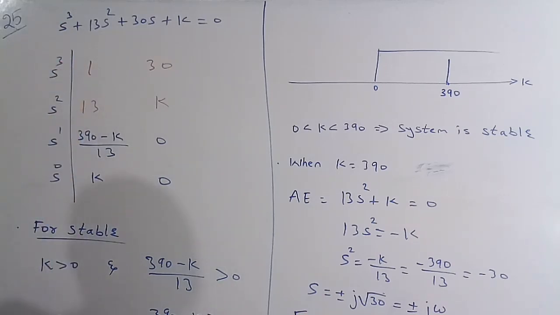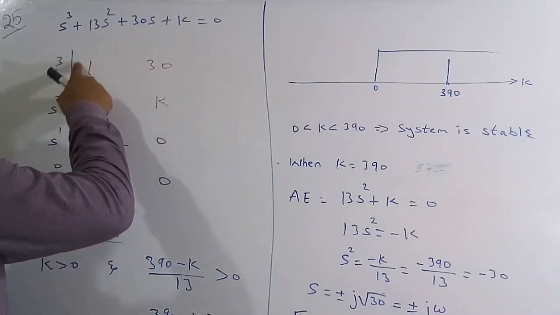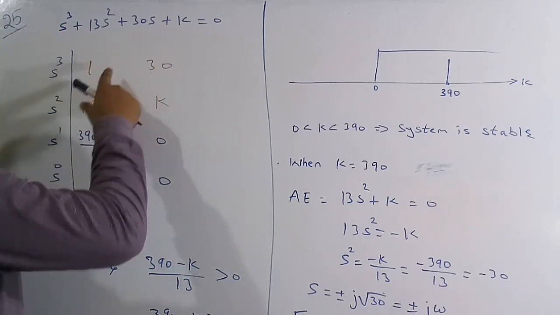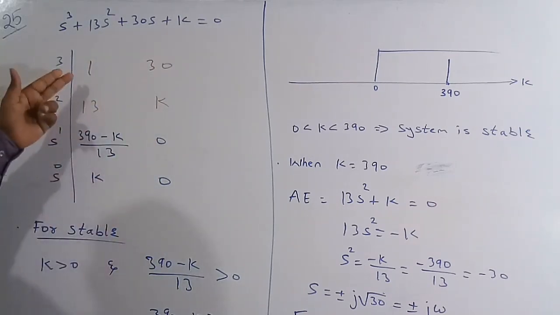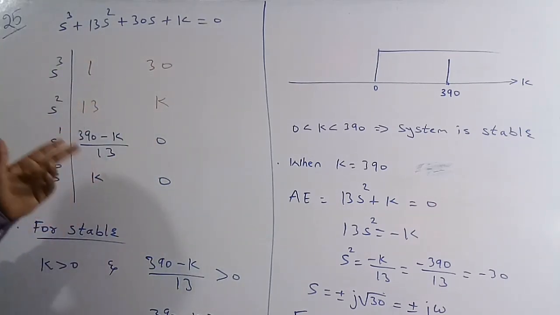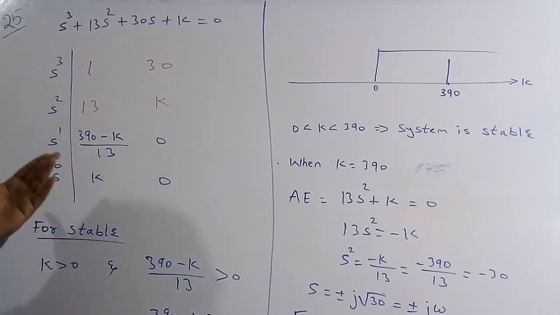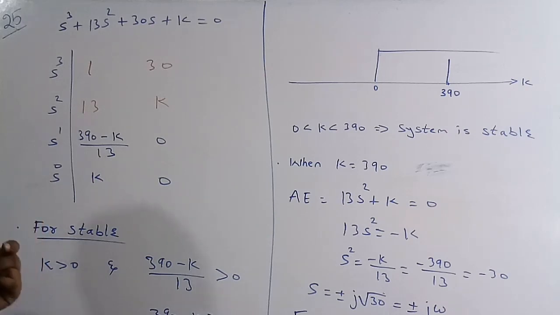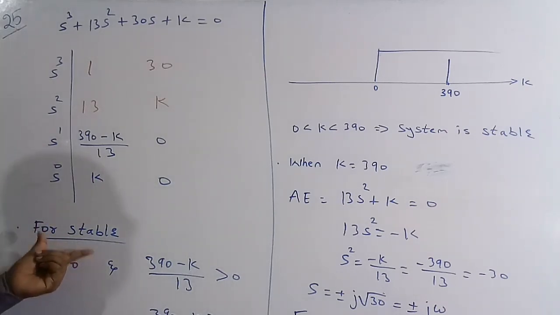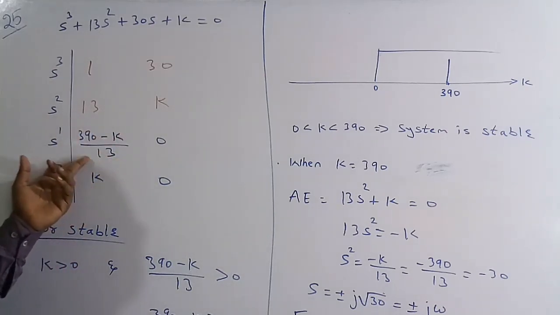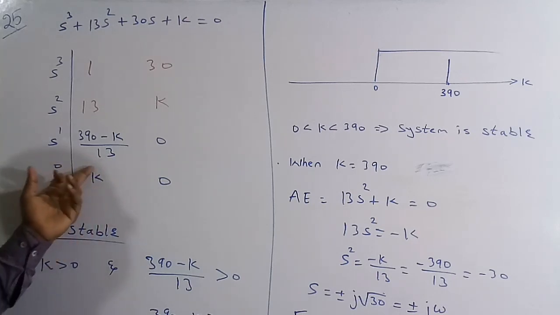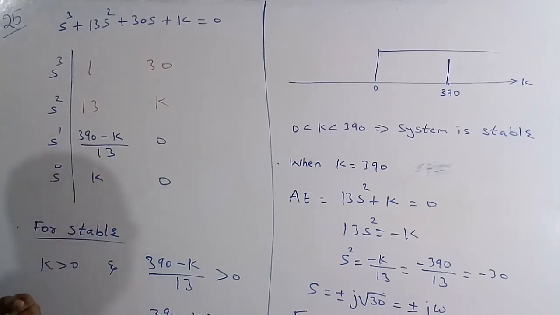So this is the first column, right? For this first column there must not be any sign changes, meaning they all have to be positive values, because these two are positive. Therefore we need the remaining two values in this column also to be greater than 0, meaning they have to be positive values. So for stability, this has to be greater than 0, and also this has to be greater than 0, then only it will be a positive value.